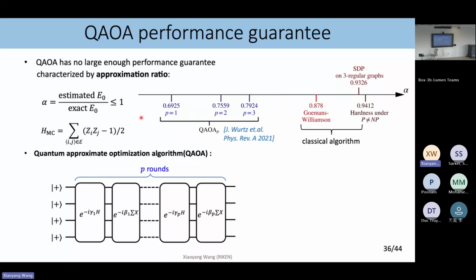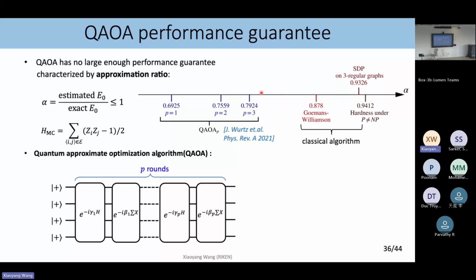However, for the QAA, there is no large enough performance guarantee, which is characterized by the approximation ratio alpha, equal to the estimated ground state over the exact ground state, and it is smaller than 1. For the p-round QAA, the known performance guarantee is 0.79, which has a distance to the best known classical algorithm, and also the classical threshold of 0.94.